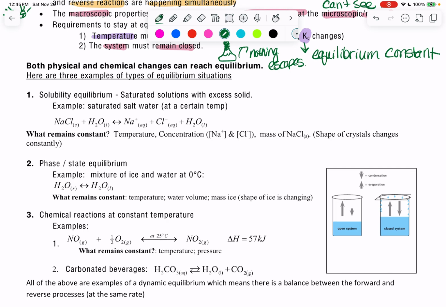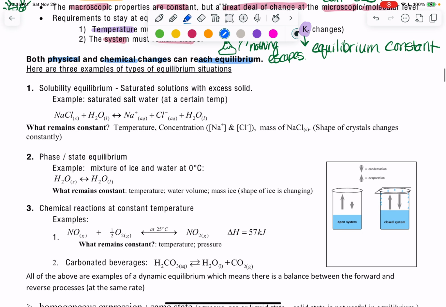What we do know about systems in equilibrium is that physical and chemical changes can reach equilibrium. And we're going to go through a couple of examples here. When we're talking about solubility, so how things dissolve in water, for instance, I'm going to say H2O if it's a polar substance, in which case this is saturated solutions with excess solids.